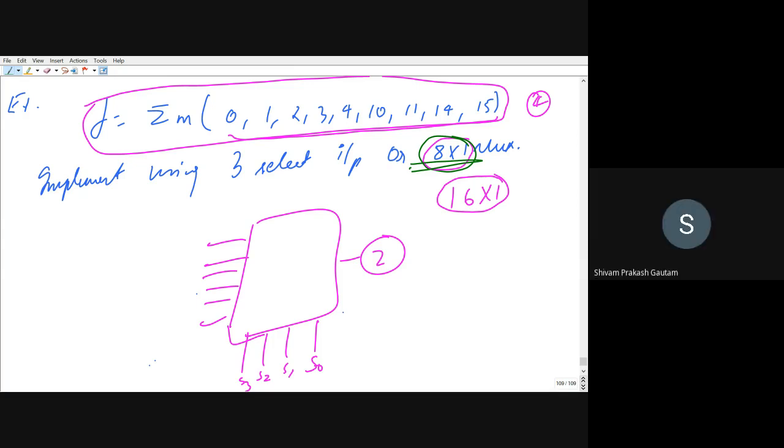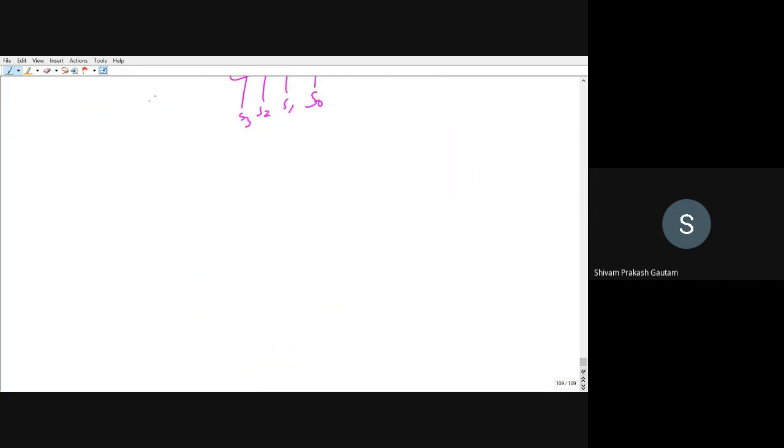Yes, sir. Okay, so we want to implement this function which requires 4 variables, but it is mentioned in the problem that you cannot use a 16 cross 1 multiplexer. You have to implement this logic only using an 8 cross 1 multiplexer. So for this case, how to proceed, we will see. Let me write S2, S1, S0, because 8 cross 1 will have only 3 select lines. Let us call these A, B and C, and D is another variable which has not been provided as a select input.